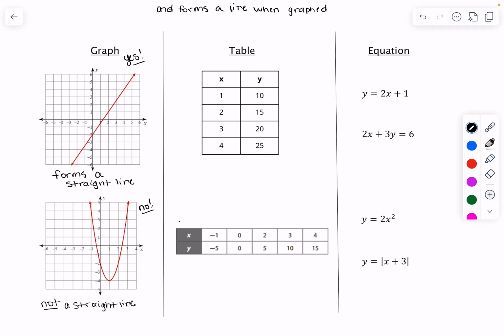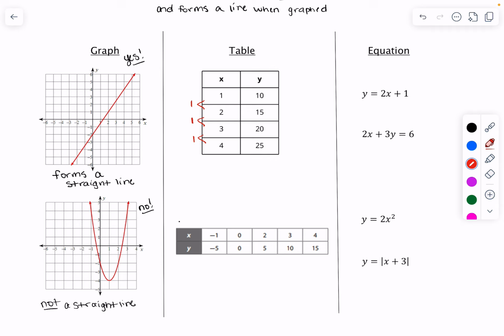How about in a table? In a table, we're going to talk about that idea of a constant rate of change. Rate of change describes how something is changing over time. If I'm looking at a table, I've got X values and Y values. I'm going to look at how much each one is changing from one to the next. X is going from 1 to 2, that's a difference of 1. From 2 to 3, that's also a difference of 1. And from 3 to 4, also a difference of 1. So that rate of change is the same. It's going up by 1 every single time.